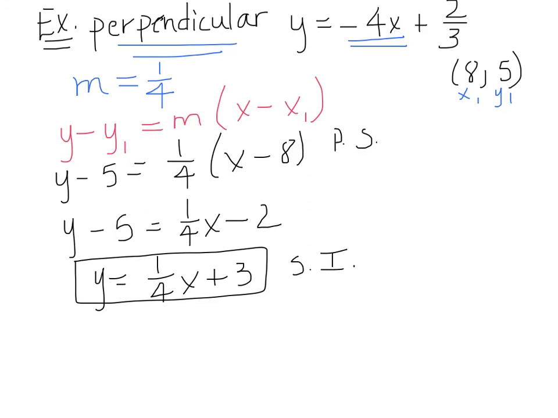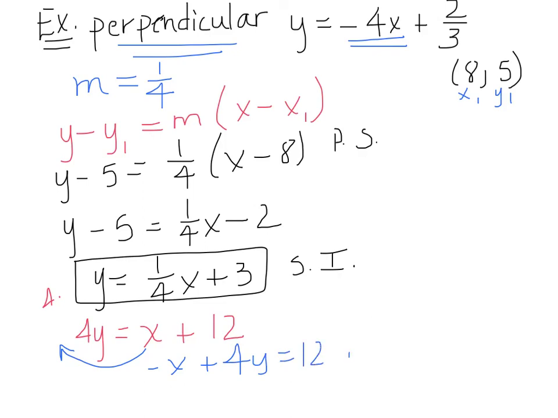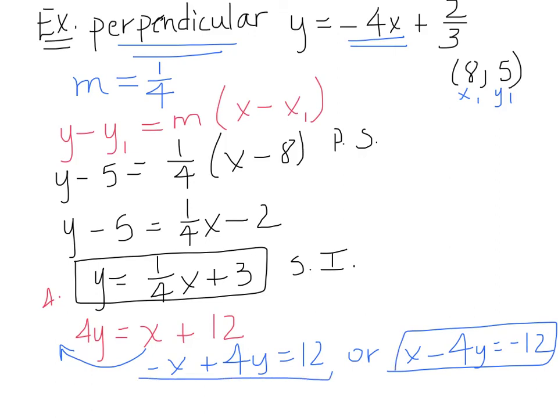And to keep going to standard form, remember there's that fraction, so you want to multiply everything by 4. So now 1/4 of 4 is 1. And then don't forget 4 times 3, which is 12. And so that means we'll get, moving this x over, negative x plus 4y equals 12, or x minus 4y equals negative 12. And there we have it.